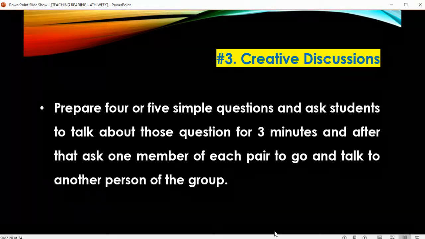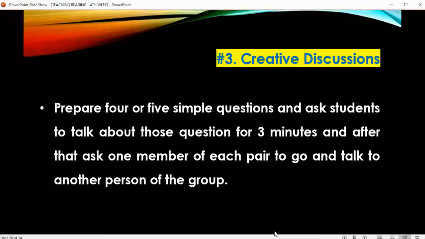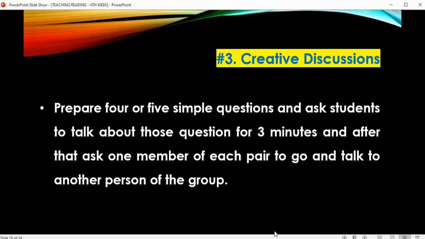Not just reading and answering the questions. No, that is in a while-reading stage. After this, you can prepare some simple questions and ask the students to talk about those questions for 3 minutes. And then they are going to change groups, so they are going to change pairs and talk to another person of the other group. And start a discussion, right? Notice here that you expand, you make a critical analysis of the information that they receive in the text.